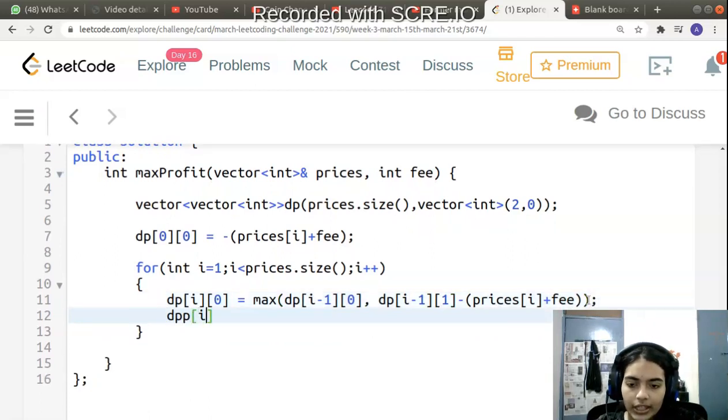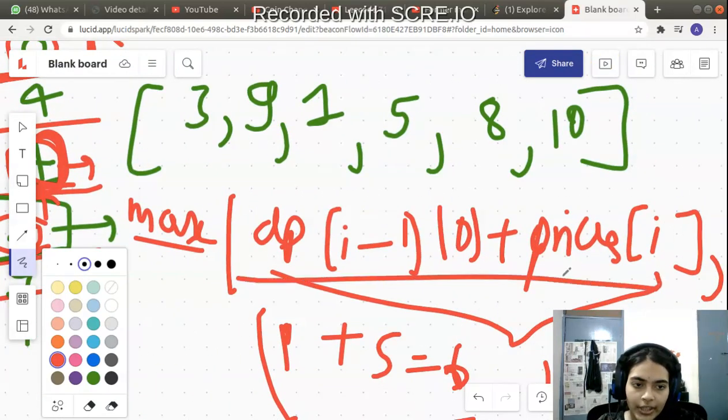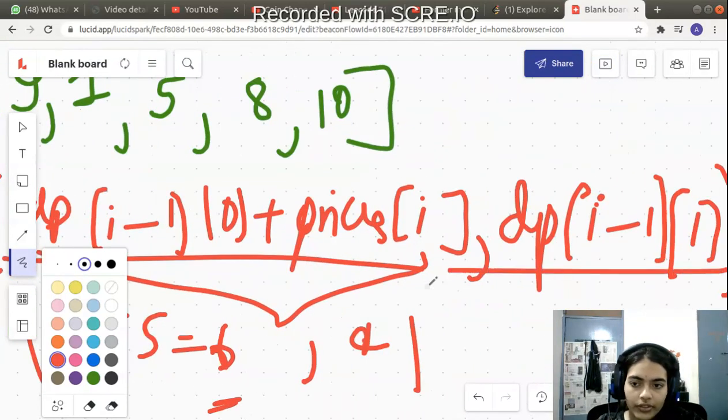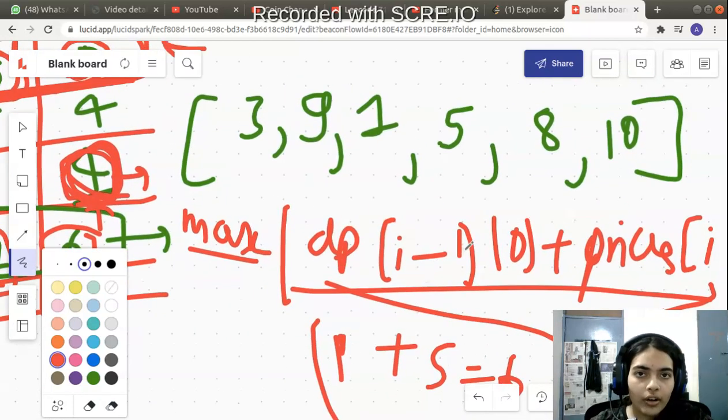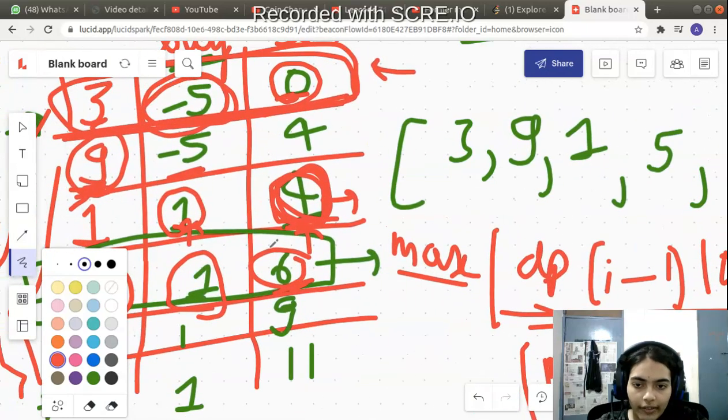Now how do we fill the sell table? So dp of i, 1 is just max of what? We just saw it here, it's even written. Either we sell the stock on that day, or we don't do anything. If we sell the stock on that particular day, from where do you obtain the value? You obtain the value from this particular row.